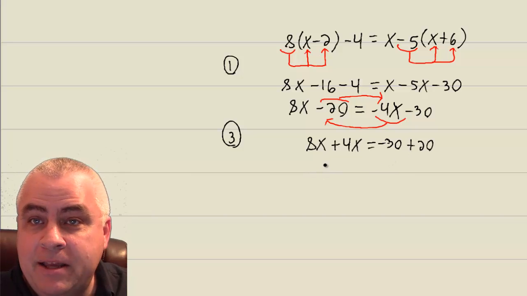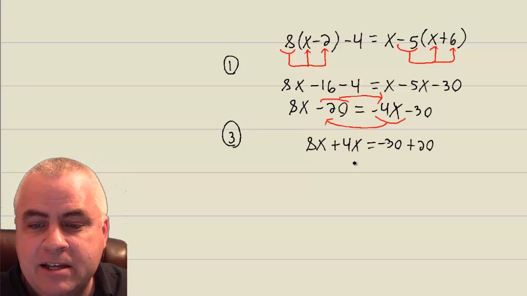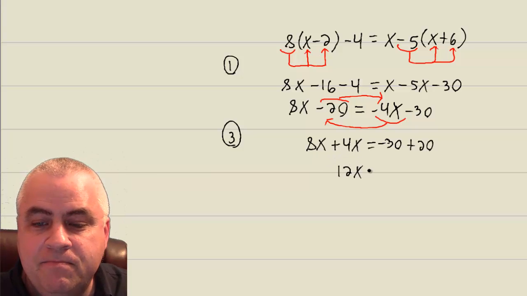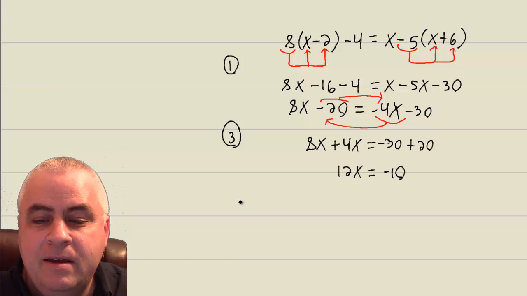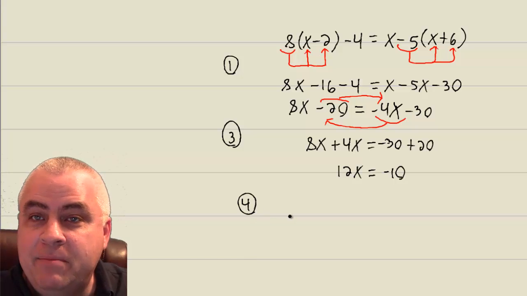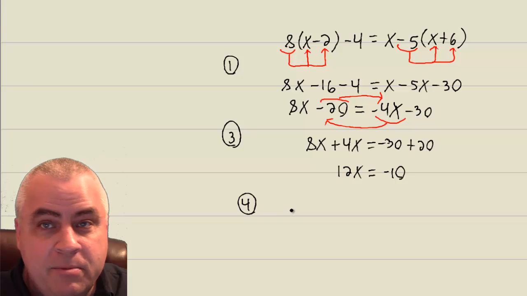Our note up at top, at any step combine together like terms. 8x plus 4x is 12x. And also combine numbers. Negative 30 plus 20 is negative 10. Step 4. Divide both sides by the number in front of your x. Well, the number in front of our x in this problem is a 12, so we'll divide both sides by 12.